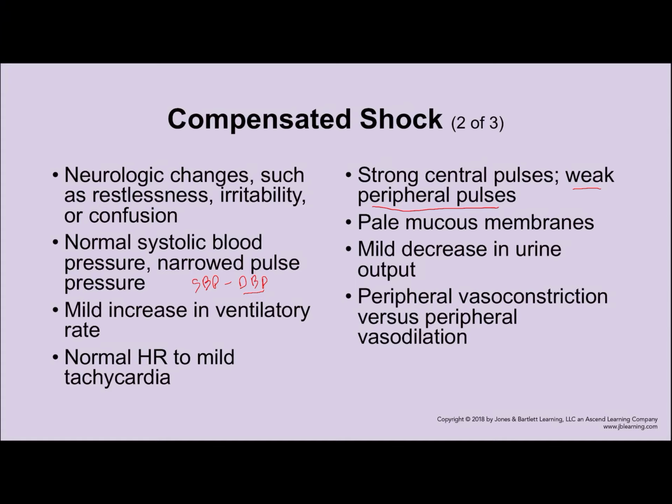In terms of end organ perfusion, kidneys give us a window into how well they're being perfused by making urine. So if you have a mild decrease in your urine output, that may be a sign that you have some degree of compensated shock. And then looking at peripheral vasoconstriction, you may have vasoconstriction, meaning a patient is clamping down those arterioles and shunting blood away from the skin and the periphery to keep it internal and keep it towards the vital organs in the trunk. Or you may have vasodilation in certain types of shock, and we'll talk about that a little bit later on.